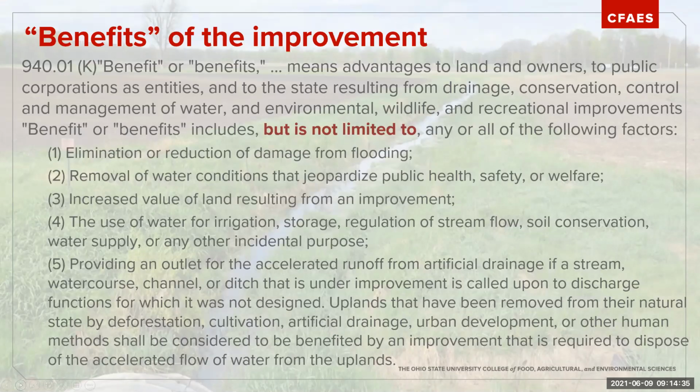states what benefits includes. And so we were very limited to those 5 points in the old law, but we simply added some language that says it's not limited to these factors, however, when we're determining benefits. So benefits still means advantages to land and to owners, to the public, to the state from doing that improvement, but it includes and is not limited to any of these factors that may help us identify and understand what the benefits of a proposed project are.